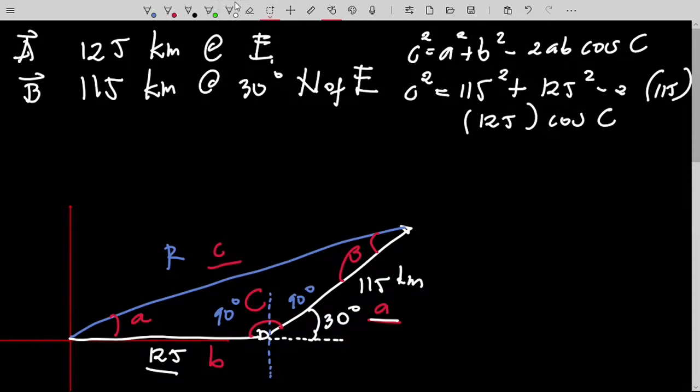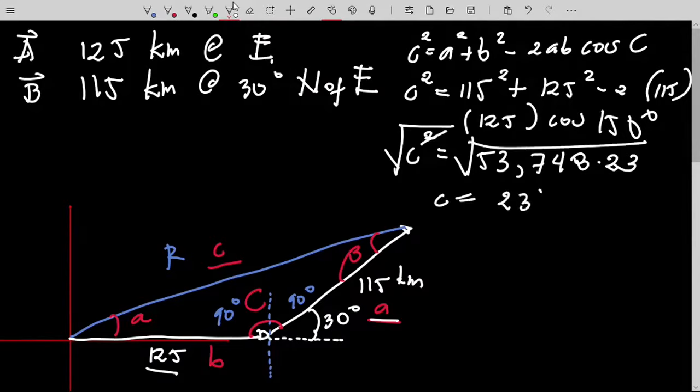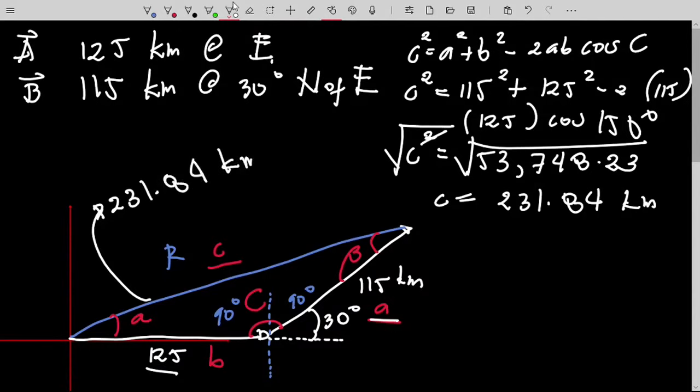So now we know that the value of your C is actually equal to 150 degrees. Now let's try to compute these values. So we should get a value of 53,748.23. Again, cancel these two by taking the square root. So C must equal 231.84 kilometers. Now we know that the magnitude of the resultant force is 231.84 kilometers. So that is the value of our resultant vector.